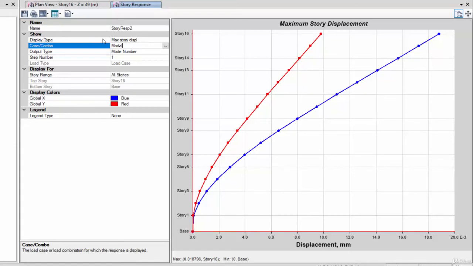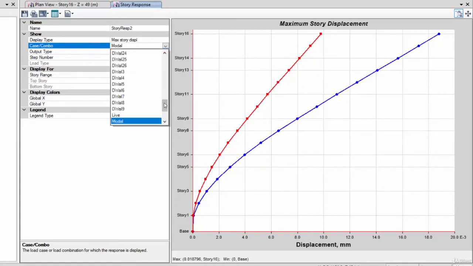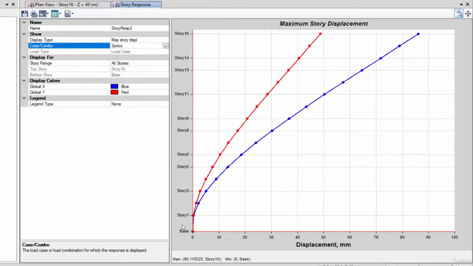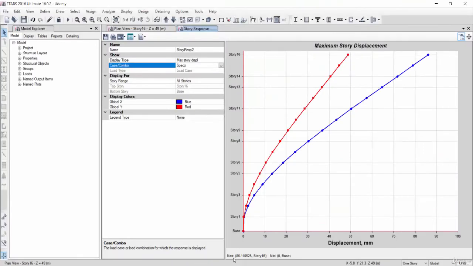First of all, display type: max story displacement. We change here and put the load that we want to show. We begin with Spec X. With Spec X, we show that the maximum story displacement is at story 16. We have 86 millimeters. The max story displacement equals 86 millimeters, below 98 millimeters, so we are safe.